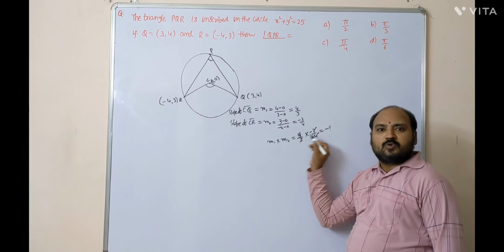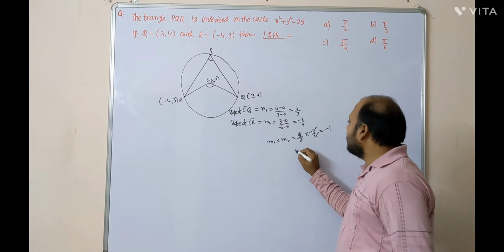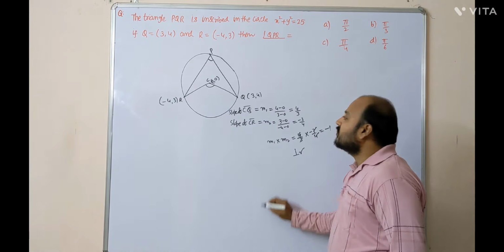Whenever the product of two slopes equals minus 1, they are perpendicular lines. That means CQ is perpendicular to CR. So the angle between them is 90 degrees here. But they are not asking this angle. They are asking this angle.